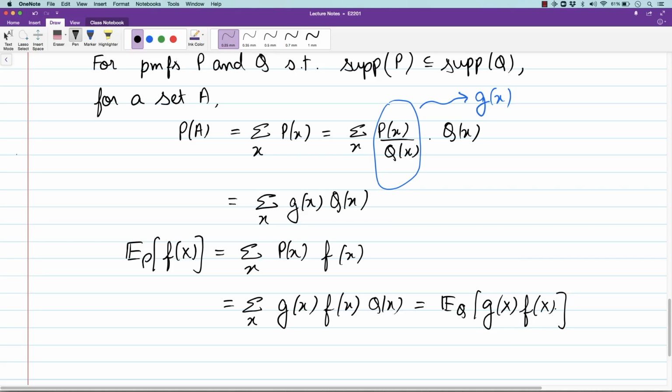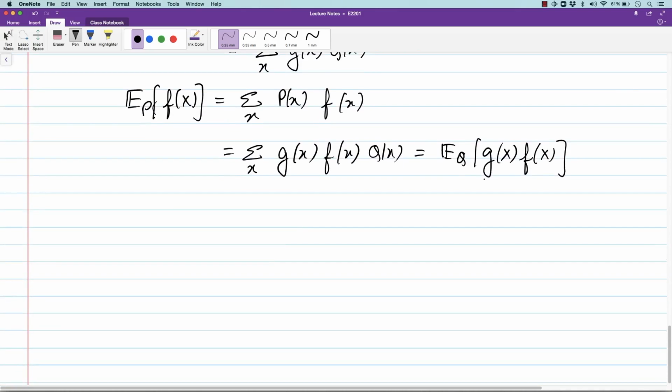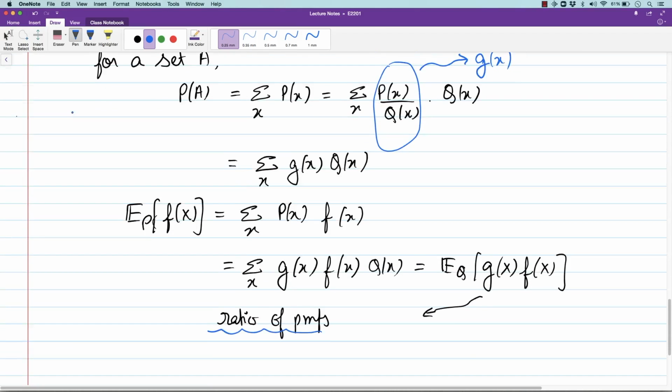Okay, so what's the point of this calculation? What this is saying is that we can convert expectation over P to expectation over Q by multiplying with this function g. And this function g, which we just saw, is just this ratio of PMFs. This concept of a ratio of PMFs can actually be extended to any general probability measures. It need not be for discrete random variables.